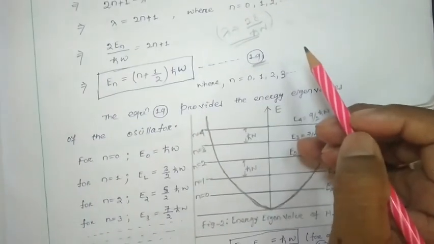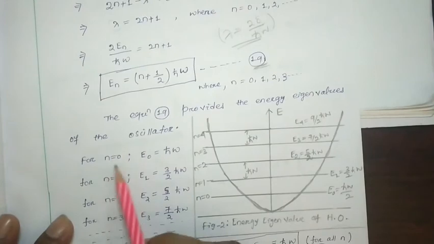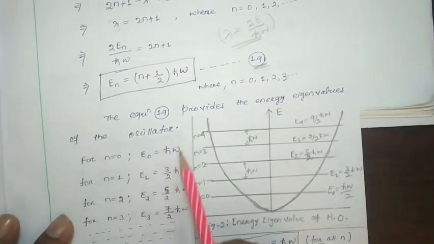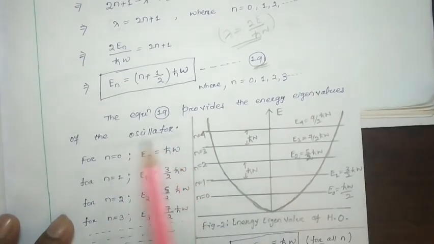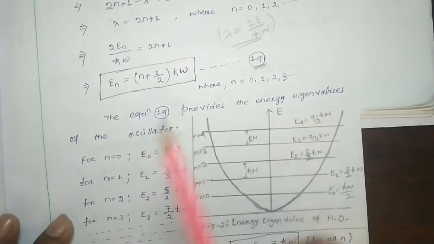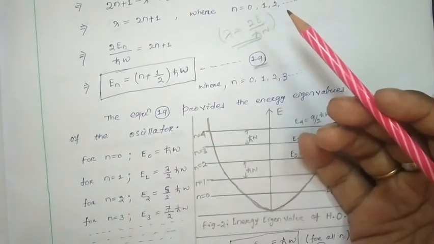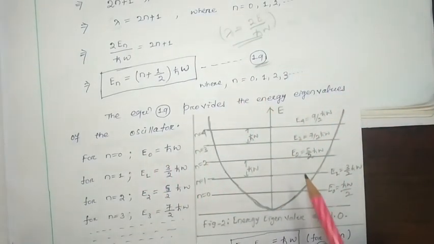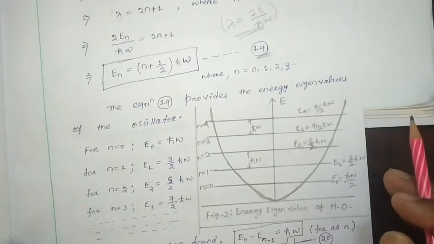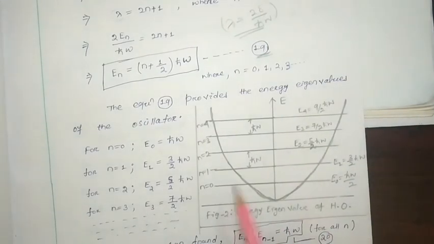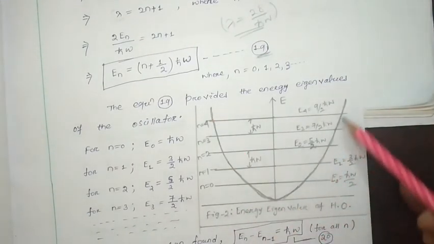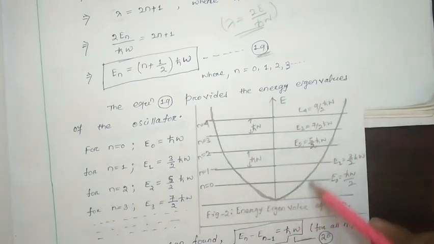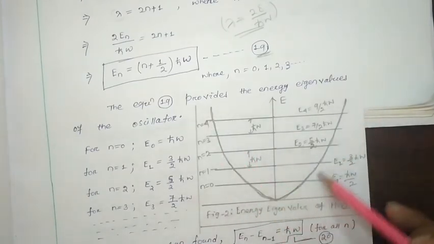So from equation number 19, we found that even at n is equal to 0, E0 has some value. That means at the ground state or equilibrium state, there is vibrational energy. This follows the Heisenberg uncertainty principle that we are going to discuss later. But here, what we found is nothing but the variation of potential.